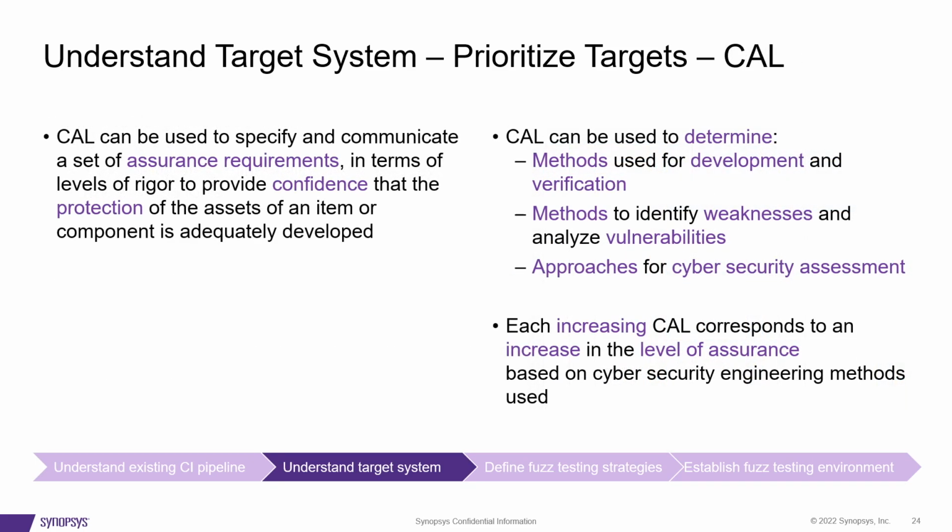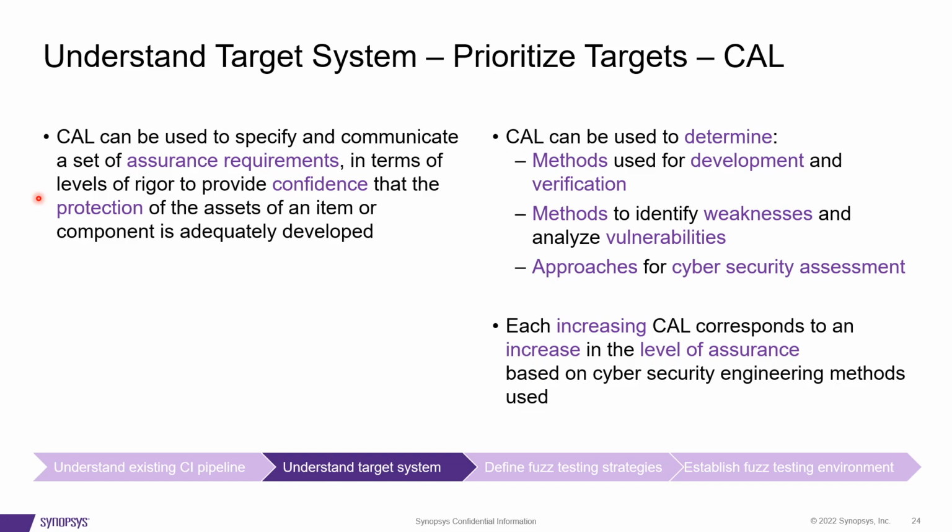Next here is the CAL, the cybersecurity assurance level. As I mentioned, this is described in Annex E, so it's informative, but it can be used to specify and communicate the set of assurance requirements. And this will help you have a certain level of assurance and confidence that the protection of the assets of the item has been adequately developed.